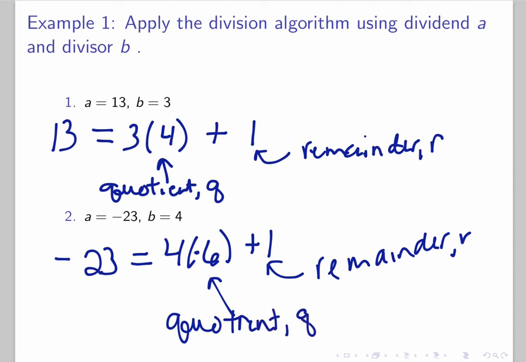So that might be the part that's the newest, the second example. We had negative 23, and we wanted to multiply 4 by something and then add something to get to negative 23. So we had to overshoot. We had to be more negative than negative 23. So we chose 4 times negative 6 because that gives us negative 24. And then we can add back 1 to get to negative 23.